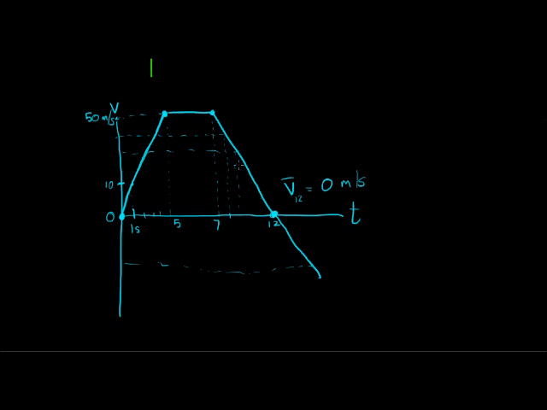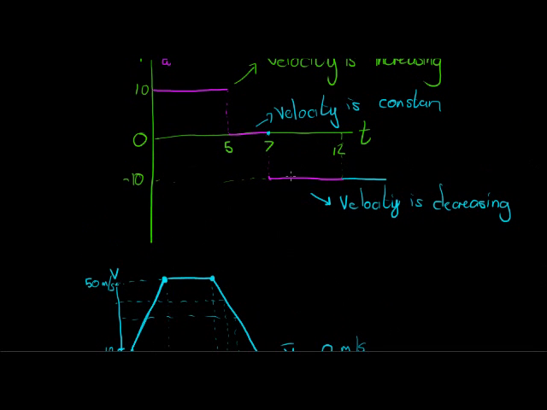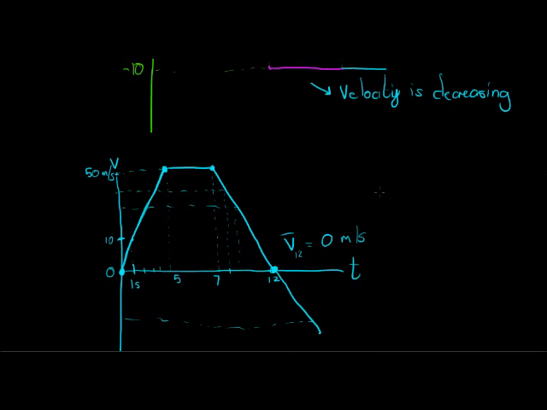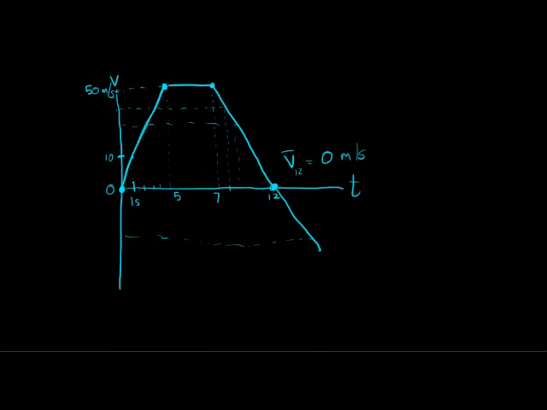Remember what negative vectors mean? It means it's the same vector but in the opposite direction. So now I'm turning around. So if my acceleration is below the t-axis, then I'm actually seeing that my velocity is a straight but downward slope.